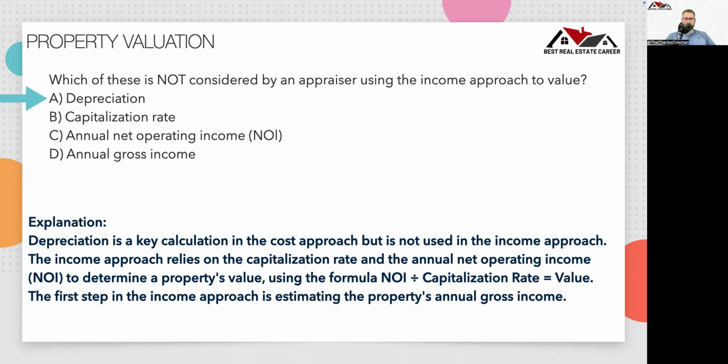The income approach relies on the capitalization rate and the annual net operating income, NOI, to determine a property's value, using the formula NOI divided by a capitalization rate equals value. The first step in the income approach is estimating the property's annual gross income.